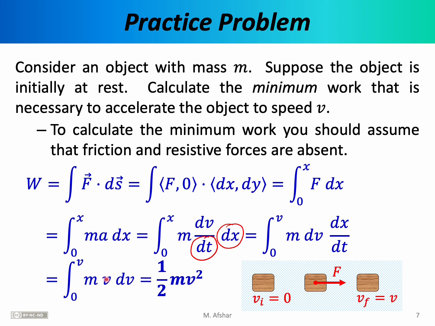You raise the power of v to 2, and then you divide by 2. So this integral ends up being 1/2 mv squared. Of course, you should plug in the limits of integration. We're assuming that initially the velocity was 0 and finally the velocity is v. So the end result is 1/2 mv squared. So the minimum work necessary to accelerate an object from 0 to final speed v is 1/2 mv squared.